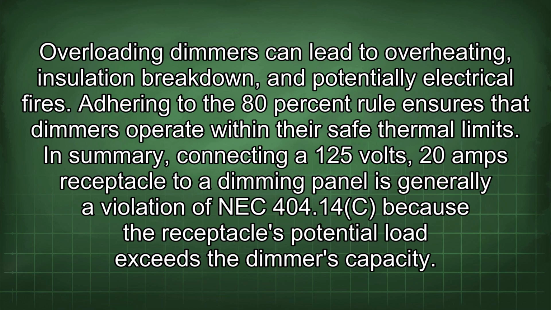Overloading dimmers can lead to overheating, insulation breakdown, and potentially electrical fires. Adhering to the 80% rule ensures that dimmers operate within their safe thermal limits. In summary, connecting a 125 volts 20 amps receptacle to a dimming panel is generally a violation of NEC 404.14(C) because the receptacle's potential load exceeds the dimmer's capacity.